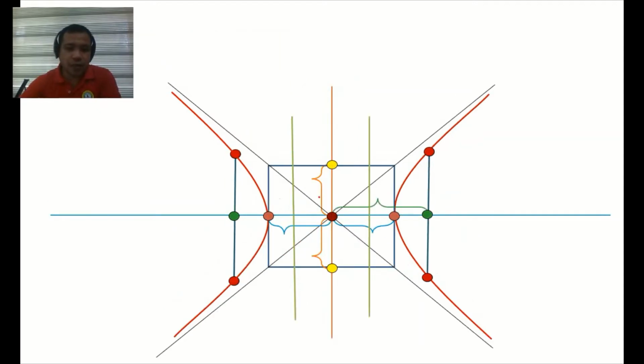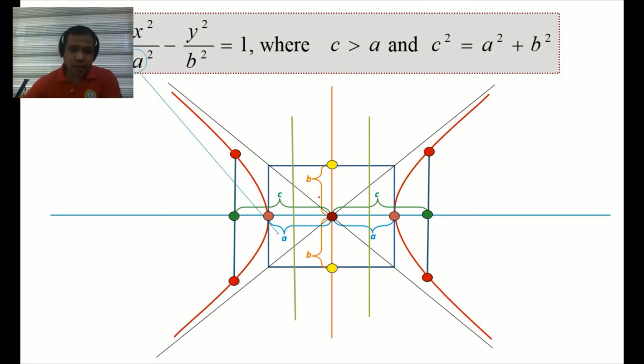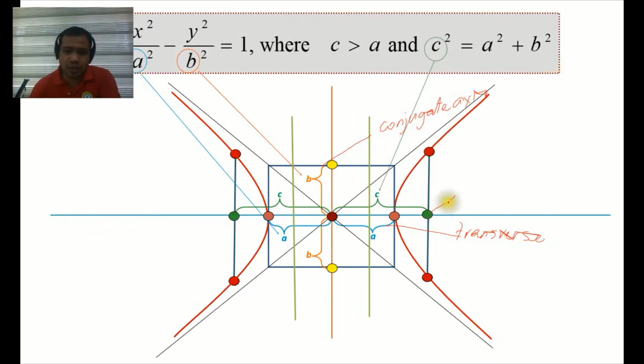If we are to refer to the letters, a squared pertains to the transverse axis. This blue is the transverse. Then we also have the b squared. So b squared refers to the conjugate axis. Then c squared is the longest line. We will be using c squared is equal to a squared plus b squared for this formula.